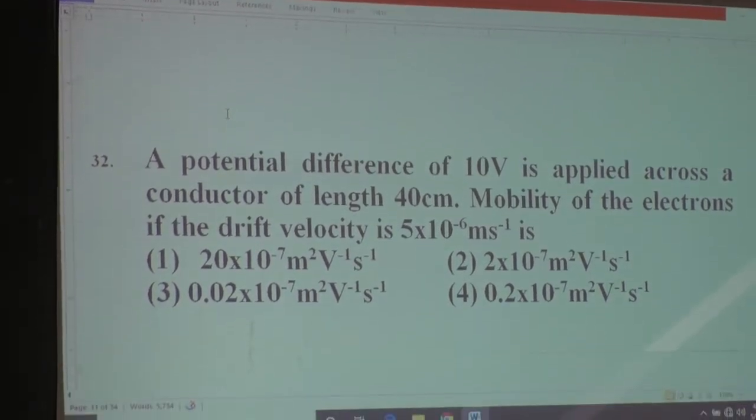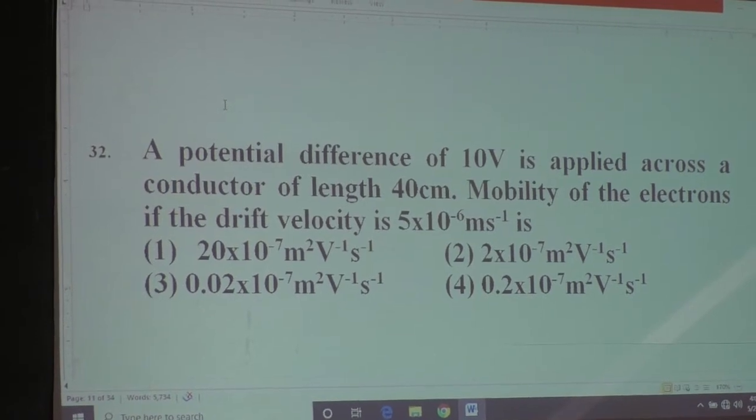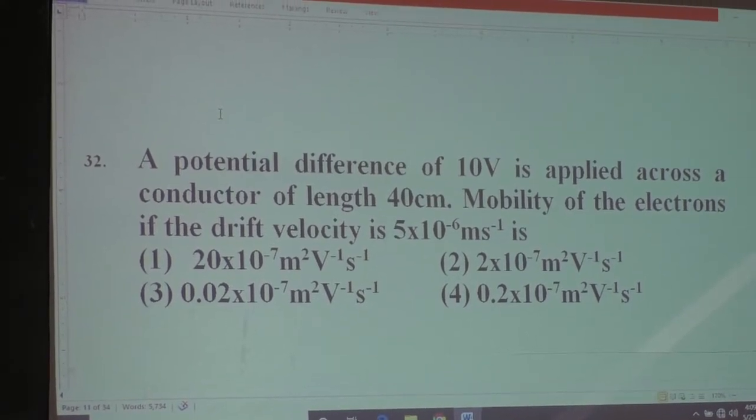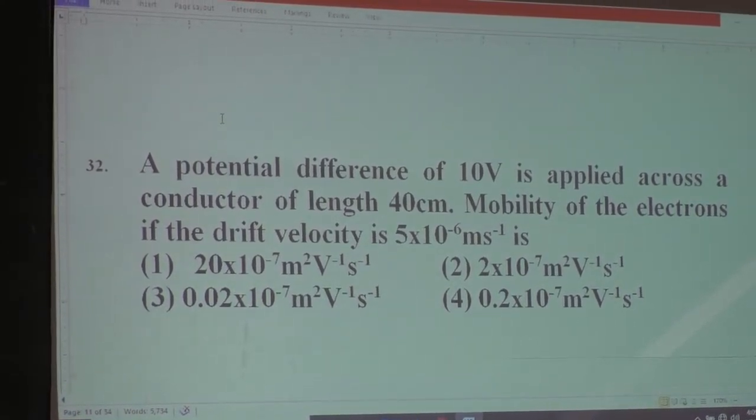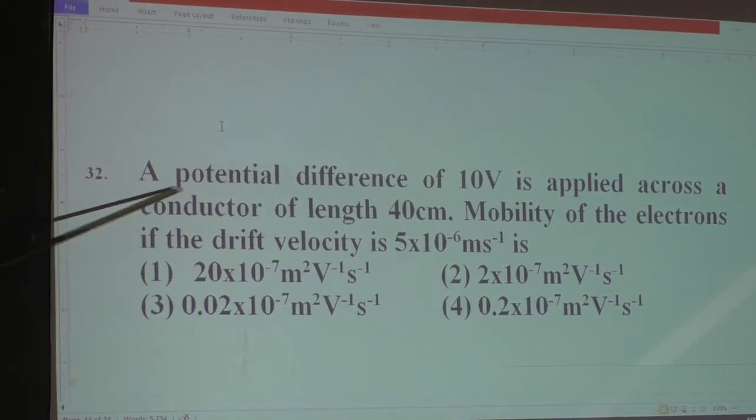Mobility of electrons, if the drift velocity is so much. See the quantities which you have to connect; we will keep them in the problem itself. A potential difference of 10 volt is applied across a conductor of length 40 centimeters. So V is given, the potential difference, length is given, mobility of electrons is asked, drift velocity is given.